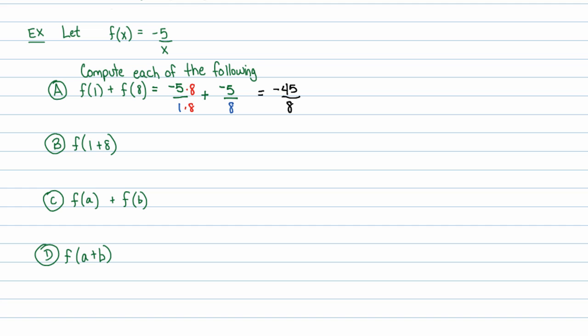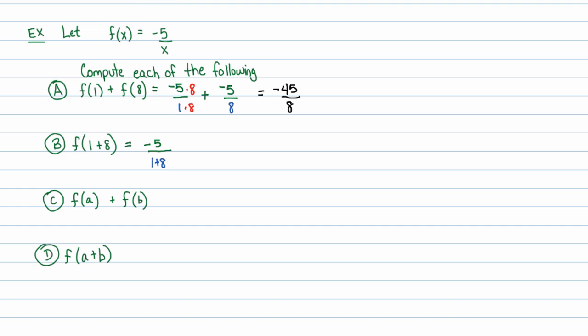The next example, we have f of 1 plus 8. Notice the difference between these two examples. The first example was asking us to evaluate the function at 1 and then add to that the evaluation of the function at 8. Here, this is asking us to actually evaluate the function at 1 plus 8. That'll be negative 5 over, and wherever I see an x, I'll replace it with 1 plus 8.